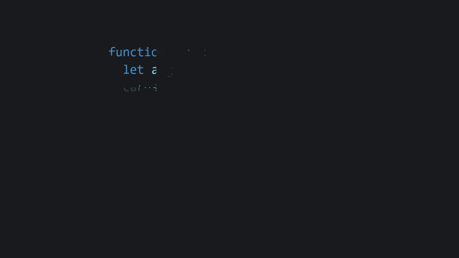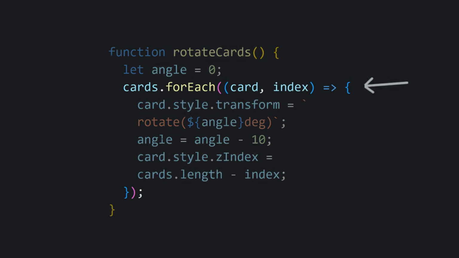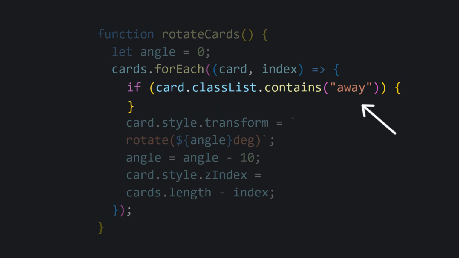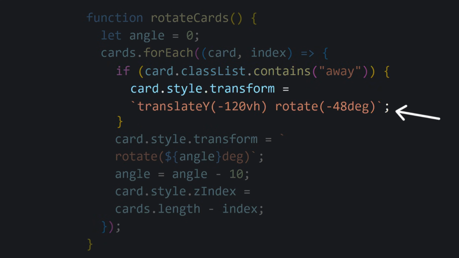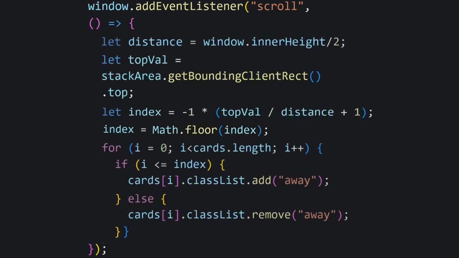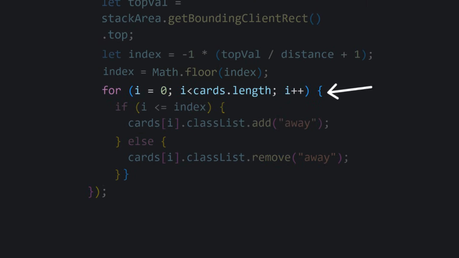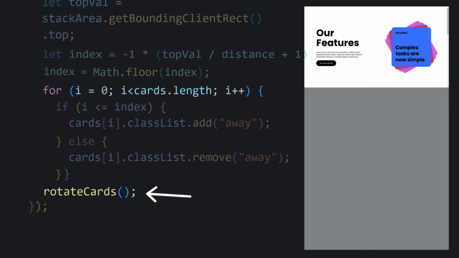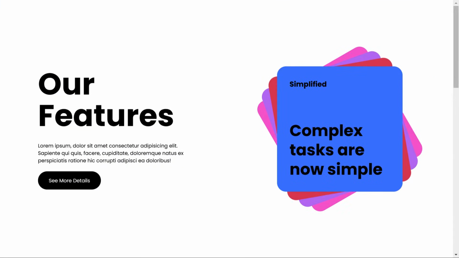So now go back to the rotateCards function. Inside the cards for loop, add a condition to check if the card contains the away class. Then translate and rotate the card as shown, else set the previous rotation. Finally, in the event listener, below the cards for loop, call this rotateCards function so that the card's transformation changes along with the scroll.